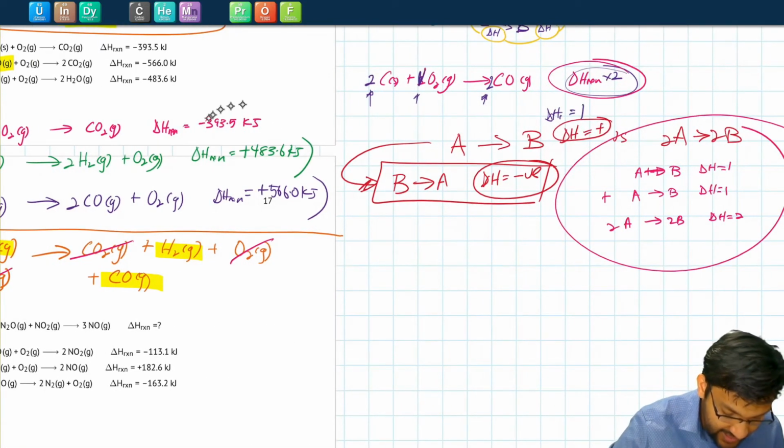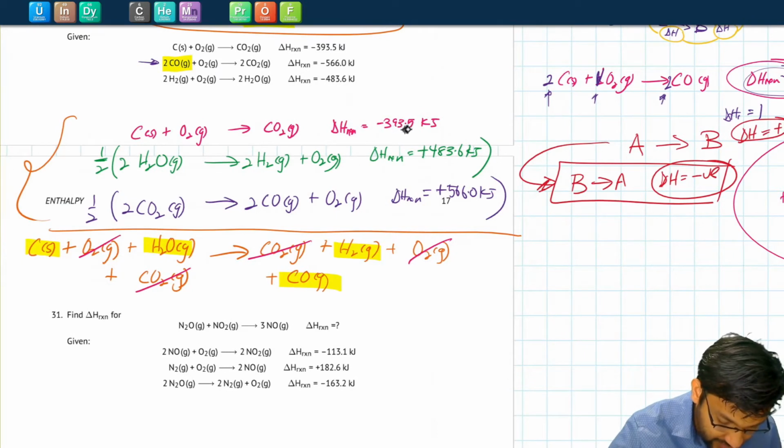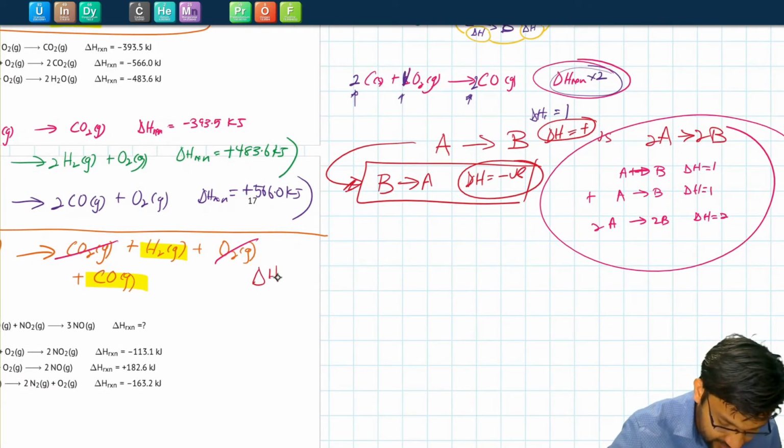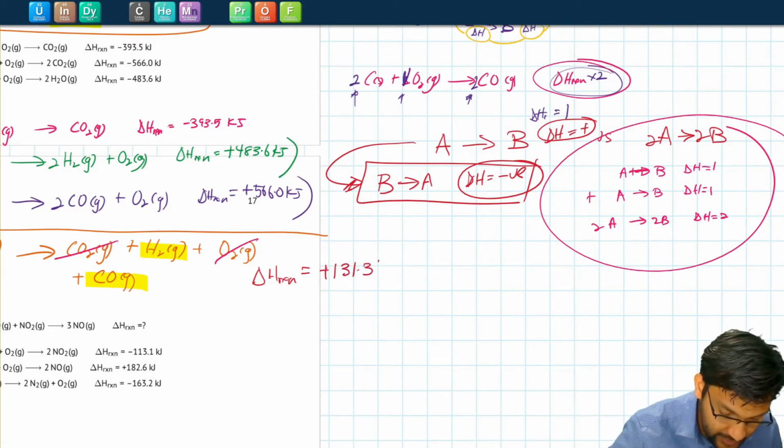which means we just need to add up the delta H's now. So here we have negative 393.5 plus half of positive 8483.6 kilojoules plus half of positive 566.0 kilojoules. And so if I add up all of that, my delta H for this reaction will be, if I did my math correctly, positive 131.3 kilojoules.